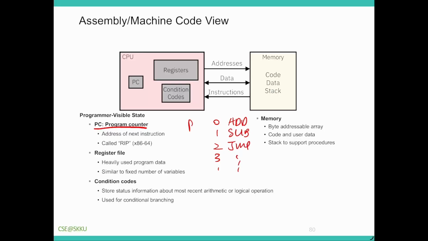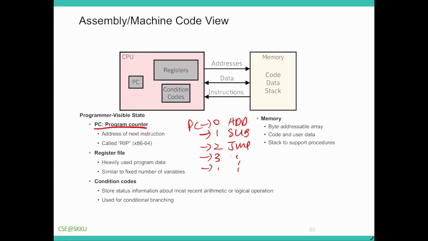So PC is something that points to the address of the next instruction to be executed. PC will be advanced every time you execute something. It'll constantly move as the processor executes to point to the next instruction to be executed. This PC is called the RIP on the x86 architecture.